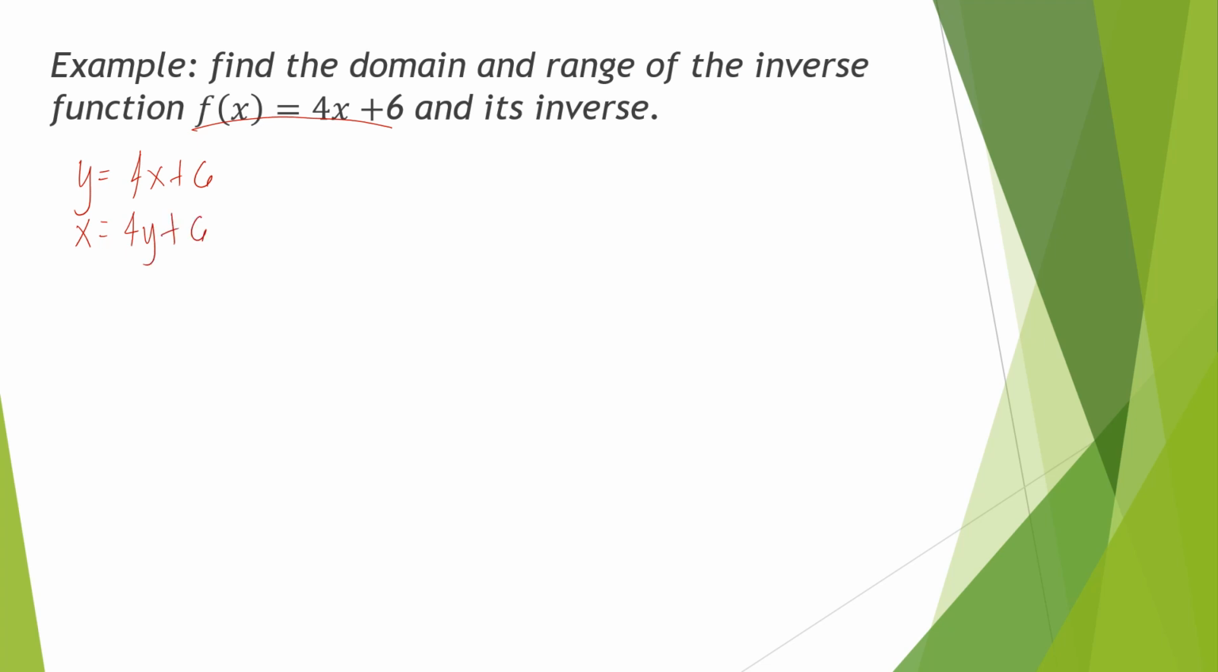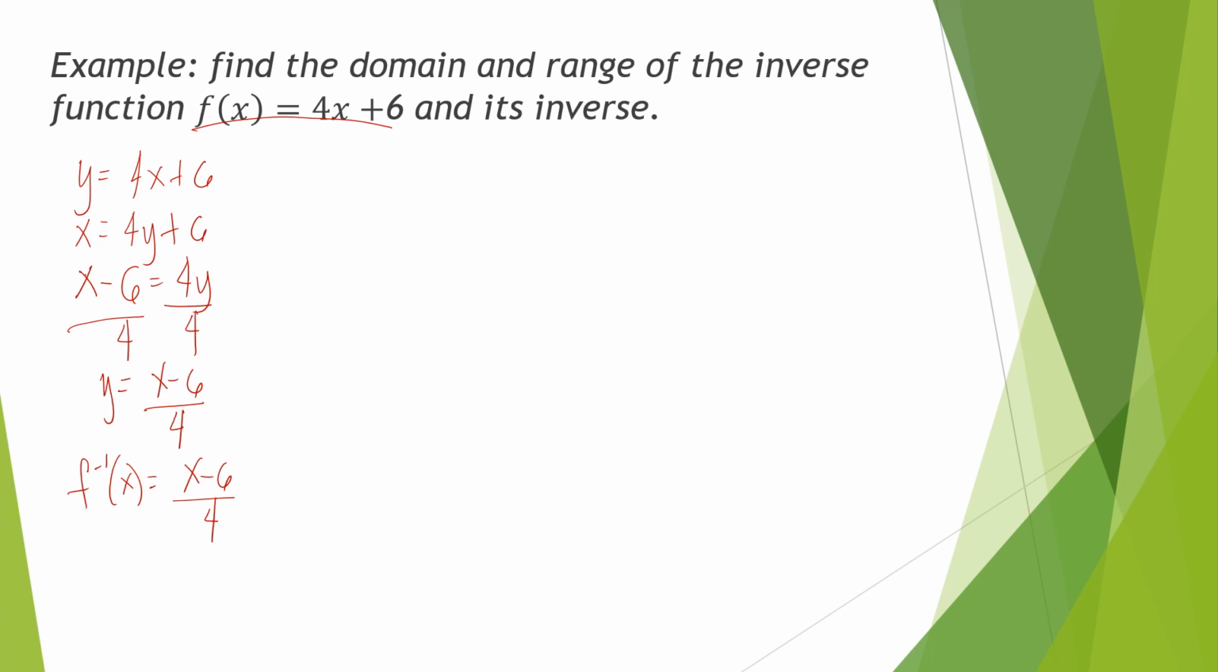And then, so for y in terms of x, so transpose 6 to the other side, then 4y, then divide both sides by 4. So y is equal to x minus 6 all over 4. Therefore, the inverse is f raised to negative 1 of x is equal to x minus 6 all over 4. Okay? So, for the domain, we will now determine the domain.